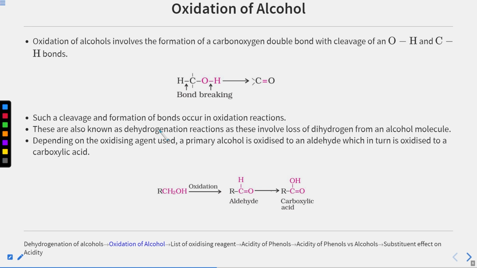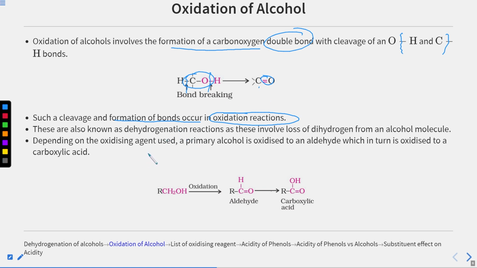Okay. So what is oxidation of alcohol? Oxidation of alcohol basically involves the formation of a carbon-oxygen double bond, that is C double bond O, and the cleavage of this OH bond and CH bond. So these bonds are cleaved, and we get a double bond here between these two. So these two bonds are breaking, and another pi bond will form between carbon and oxygen. Such cleavage and formation of bonds occur in an oxidation reaction. Such types of reactions are called oxidation reactions.